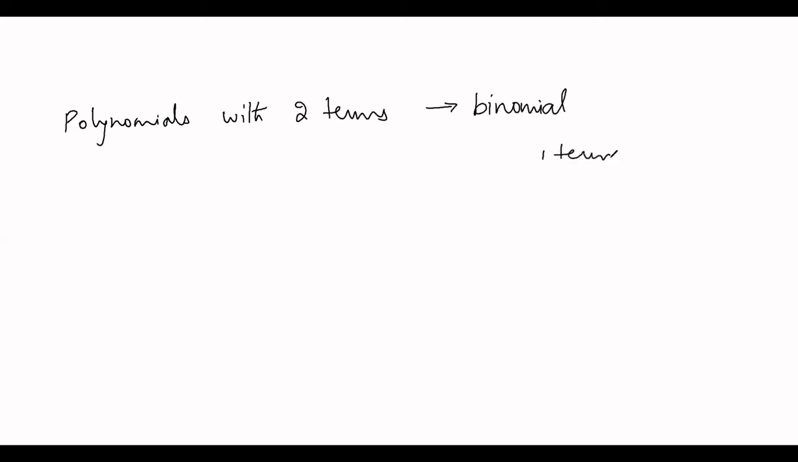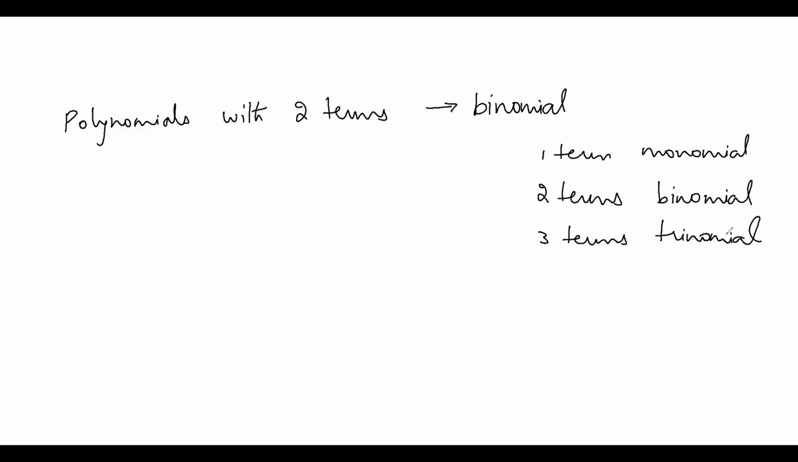So we'll look at polynomials having only two terms. Polynomials with two terms are referred to as binomial. If it is one term, then we call that a monomial. If we have two terms, then that is binomial. And if we have three terms, you can refer to that as trinomial. And say we have more terms, then you refer to that as a polynomial.